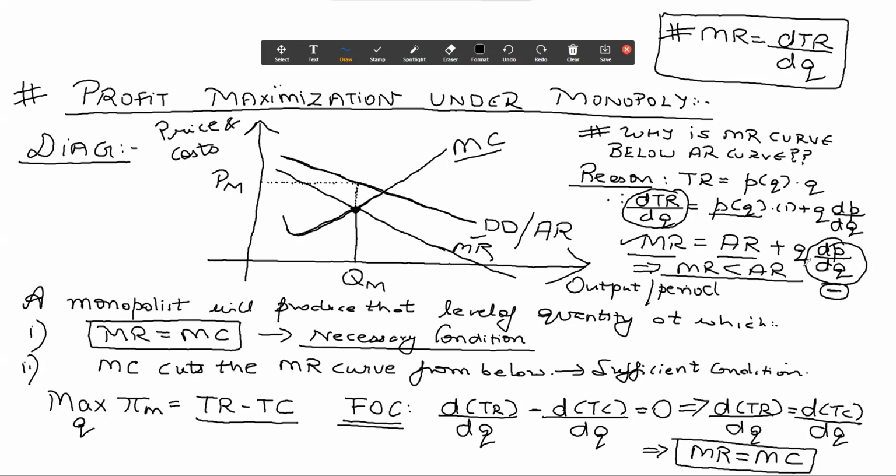So I hope the students are clear with this. In this diagram, the quantity produced by the monopolist is QM, where MR is equal to MC, and the price charged by the monopolist is given by the demand curve, PM.